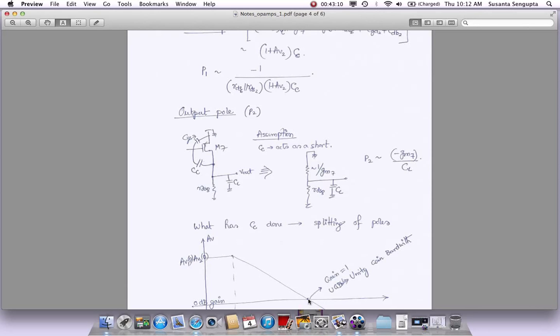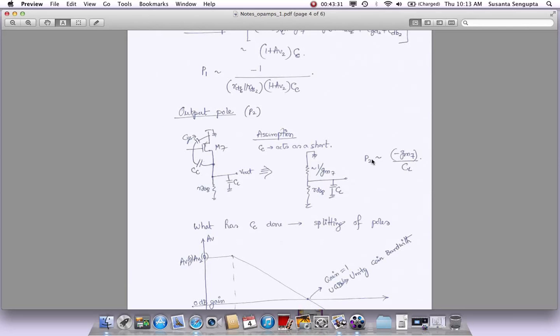I know my input GM is, say, 1 millisiemens. Okay, what should be my CC? What is the CC value that I need to start with? Well, GM over CC becomes equal to 2 pi times 100 megahertz. Remember that GM over CC is not in hertz, it's in radians. So you should never forget that 2 pi factor.